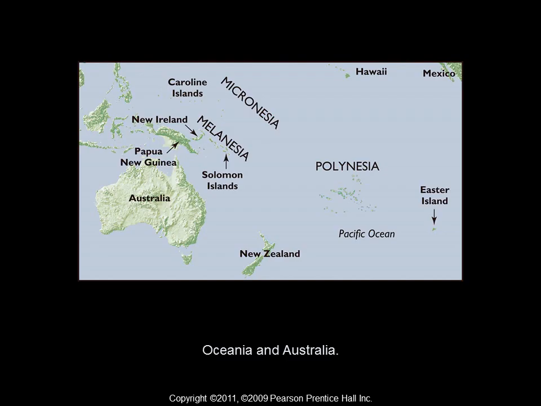The next area covered in this lesson is Oceania and Australia. This slide is a map of Oceania and Australia. So Oceania includes New Zealand, Polynesia, Melanesia, and Micronesia, as well as the outer islands, all the way over to Easter Island and Hawaii.